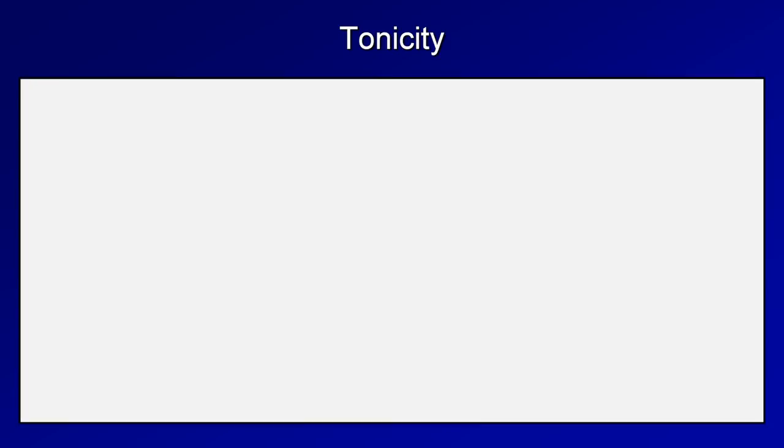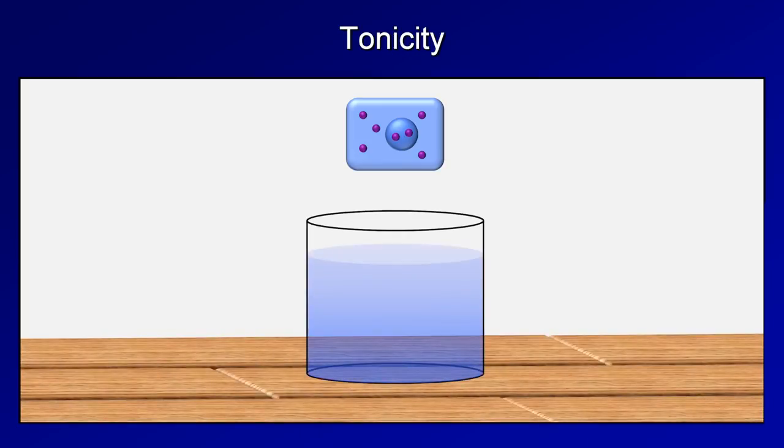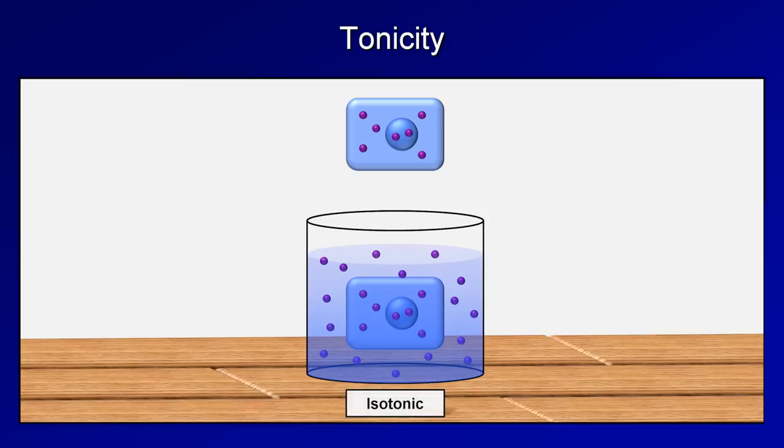So imagine we have a single cell, and within that cell is distributed some solutes which cannot pass through the cell membrane. And we also have a glass of water, into which is mixed the same solutes at the same concentration. If we then put the cell into the glass of water, since the solute concentration is the same inside and out, there is no effective osmotic gradient across the cell membrane. Thus, there is no net movement of water, and the cell's volume remains unchanged. Therefore, we can refer to the solution as isotonic relative to the cell.